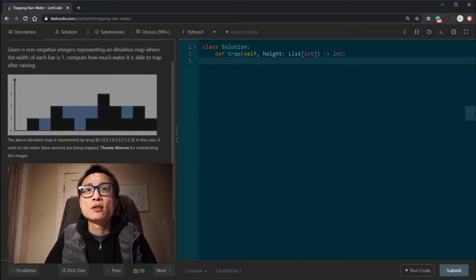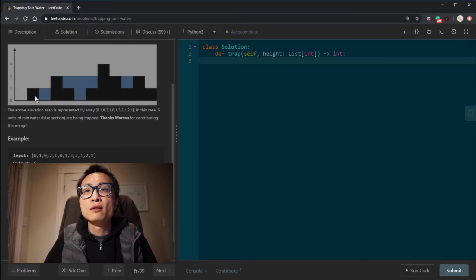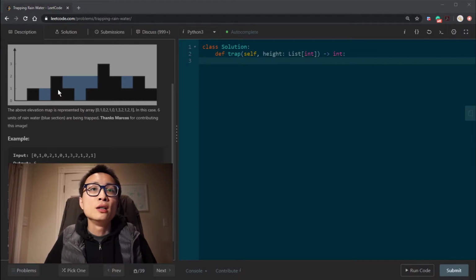So that's the question. Each piece of the land has exactly a width of 1, and the height is given to us by this input array of integers. As an example, at the x value 0, the height is 0. At location 1, the height is 1. At location 2, the height is 0. So you get the idea.